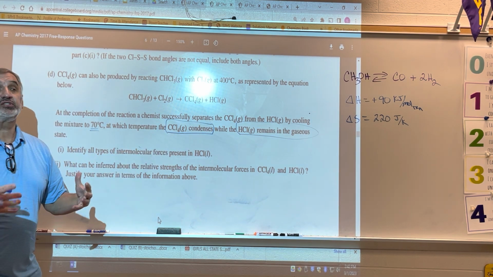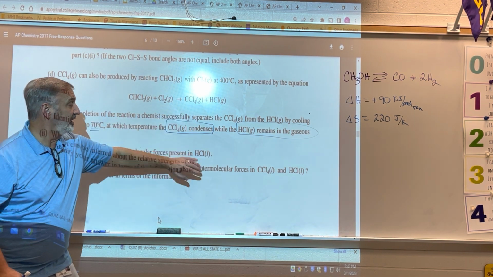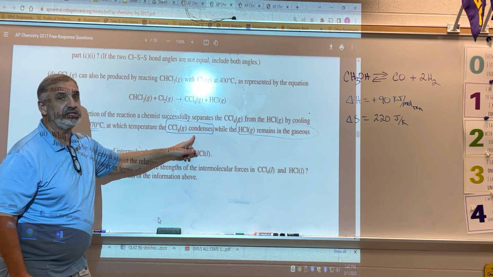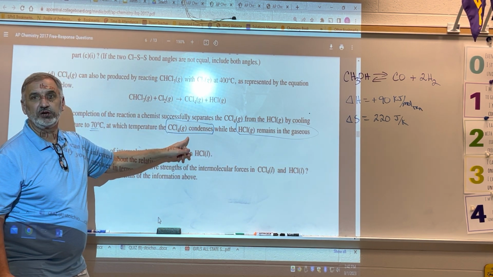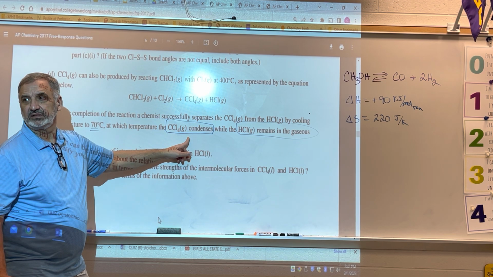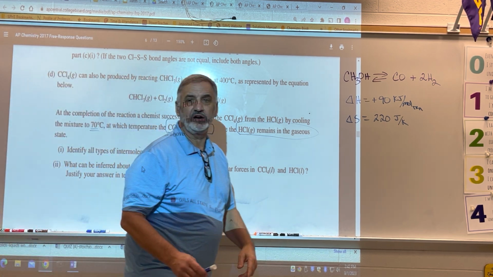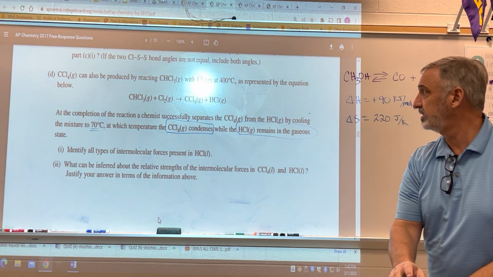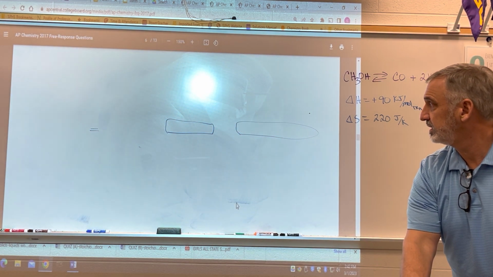Again, I look at this without this information here, I'm going to say that this one's got dipole-dipole, so it's going to be stronger. But it tells me it condenses beforehand. I got to go with the data. The higher the boiling point, the one that condenses first is always going to have the stronger attractive forces.